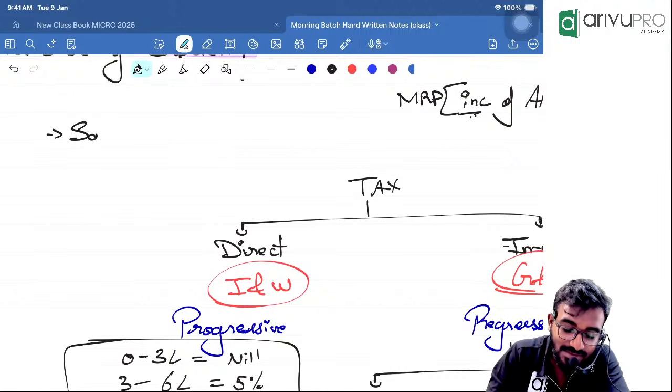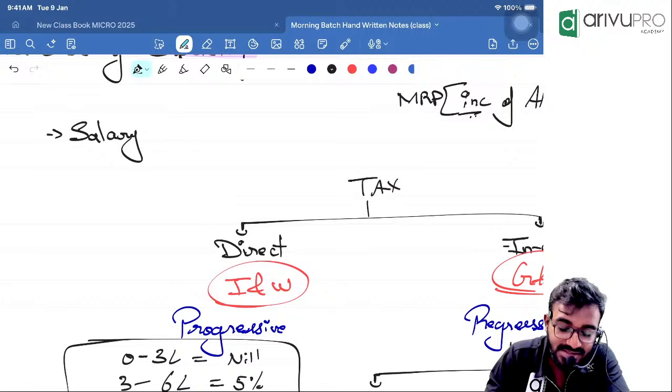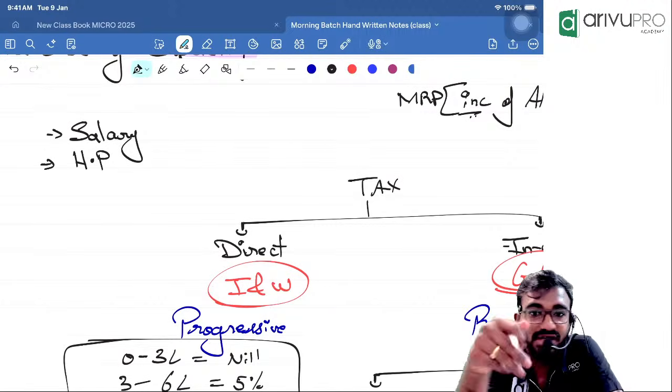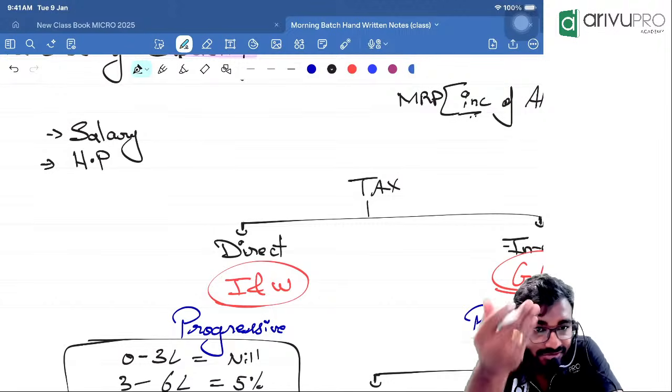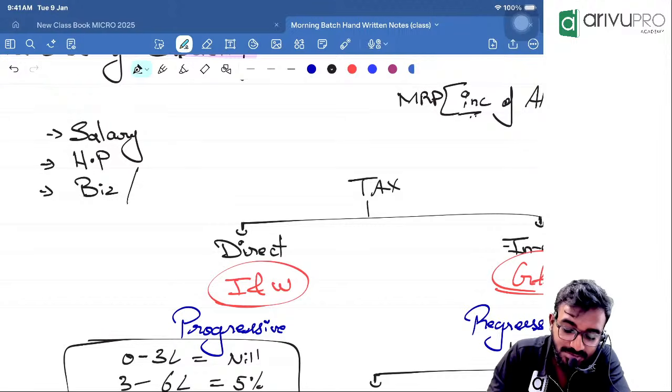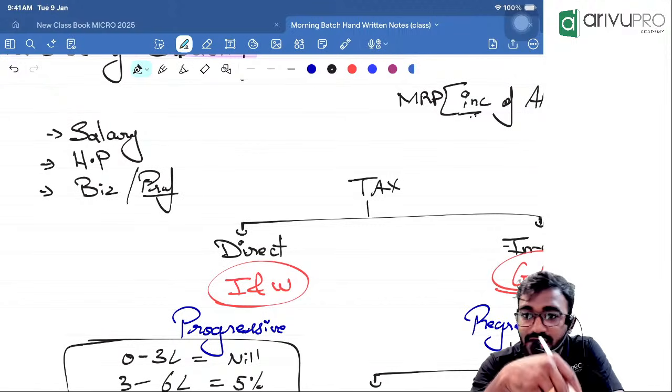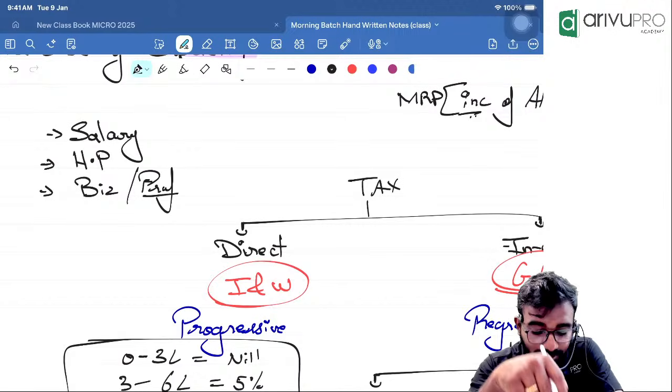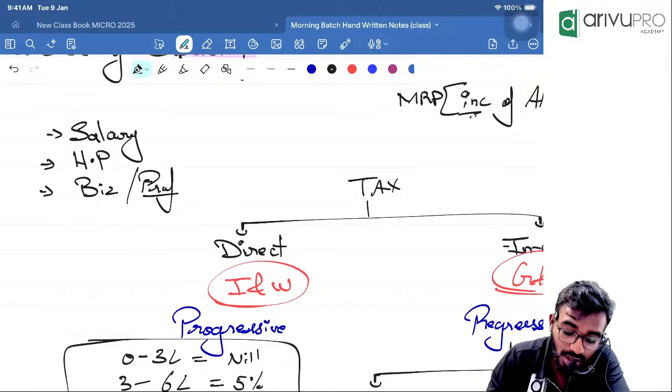Number 1, salary. Either a person can earn an income from salary, or house property. I own a property and have given it for rental purposes. Every month I'm getting rental income. Or business or professional income. I'm running a profession like chartered accountant, or I'm a doctor, an engineer, a lawyer. Professional income. Or I'm running a business. Or capital gains.